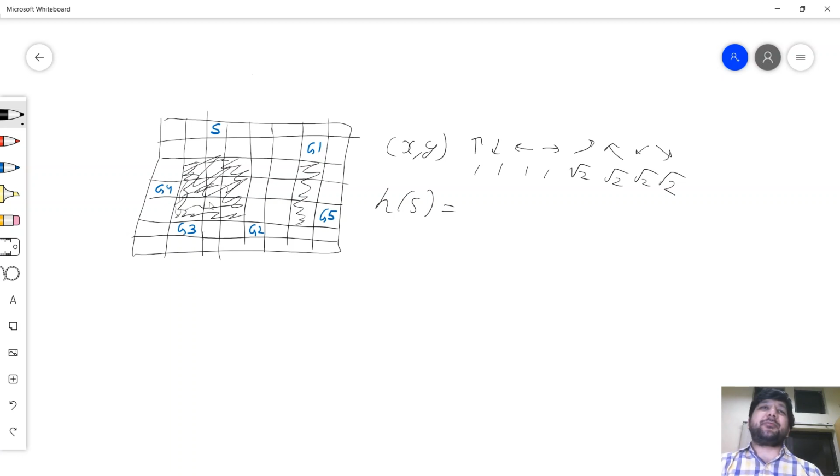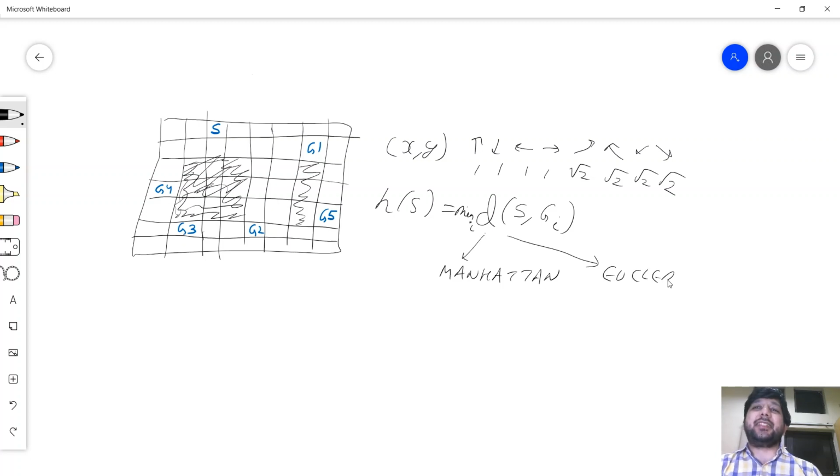Now, the relaxed problem is, of course, to not consider the obstacles, so everything is reachable by straight lines. And because everything is reachable by straight lines, my heuristic function is just going to the closest goal. So it's the distance between S and Gi, and I will find the closest goal, or the one which has the minimum distance. If you only have up, down, right, left, you will probably consider the Manhattan distance. And if you have up, down, right, left and the diagonals, you'll probably consider the Euclidean distance.